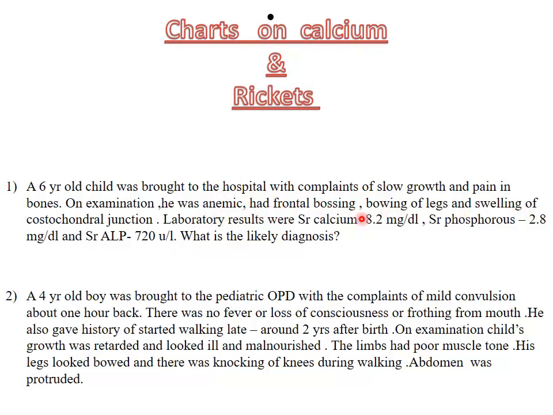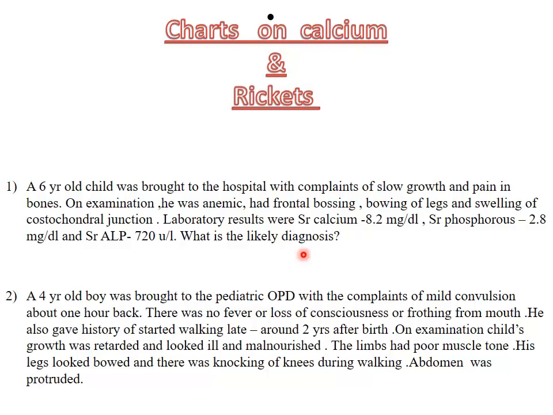Now coming to the charts on calcium and rickets. First question, a 6-year-old child was brought to the hospital with complaints of slow growth and pain in the bones. So the bone growth is very less. On examination, he was anemic, had frontal bossing, bowing of legs, swelling of costochondral junction. Laboratory results showed serum calcium 8.2, phosphorus 2.8, serum ALP 720. What is the likely diagnosis? So it is already understood. It is rickets. Why? Because the bone growth is less.